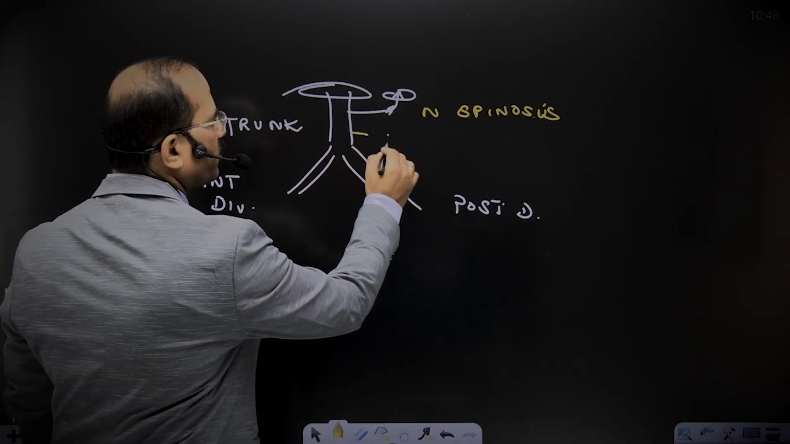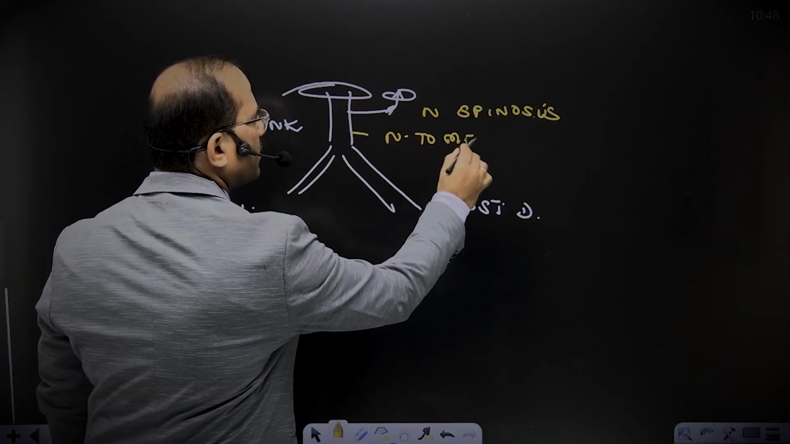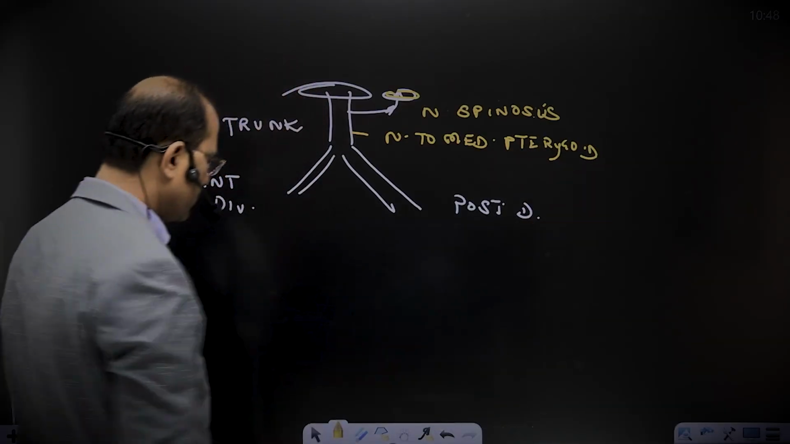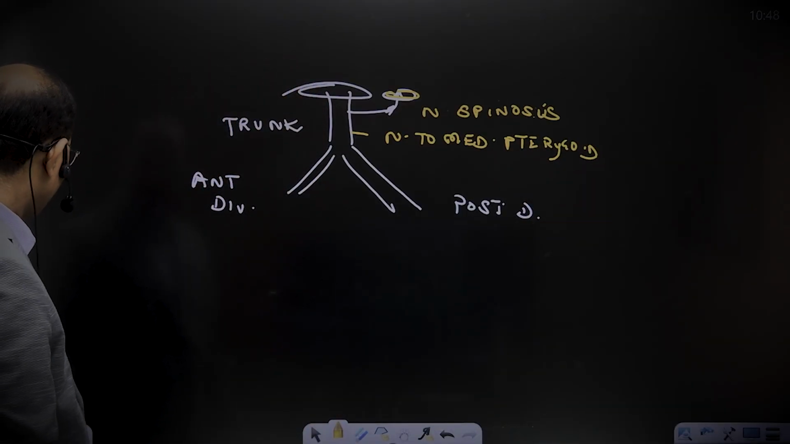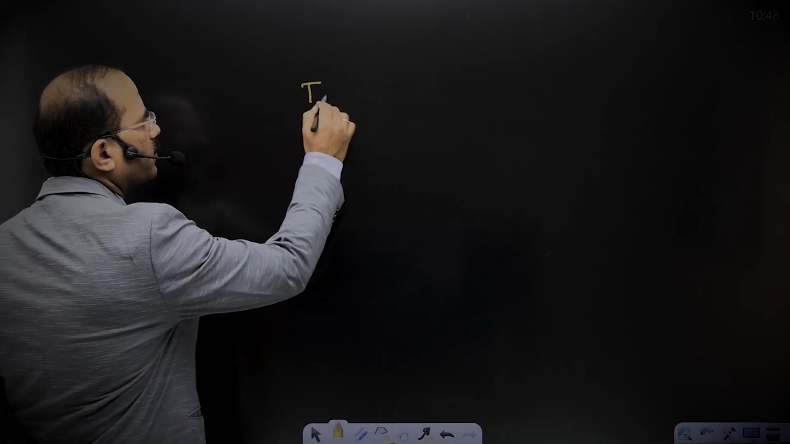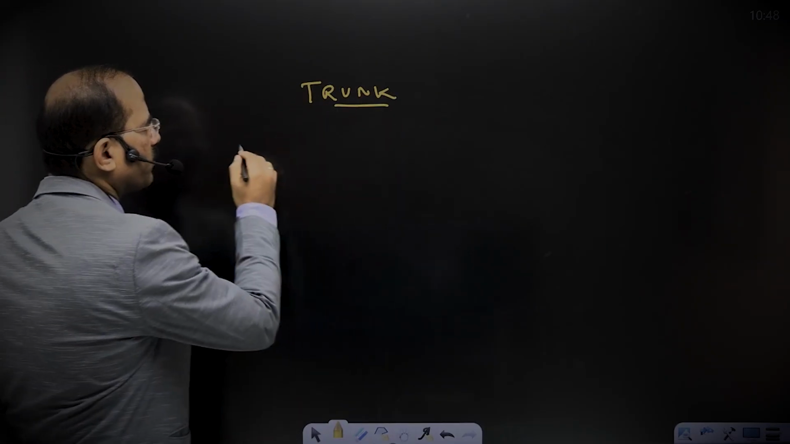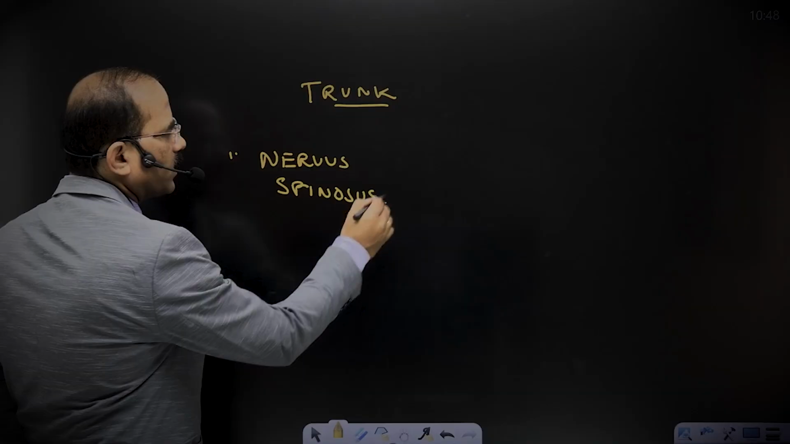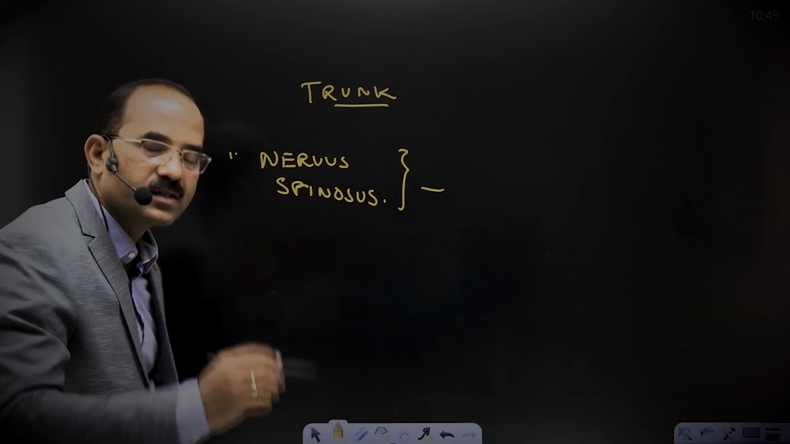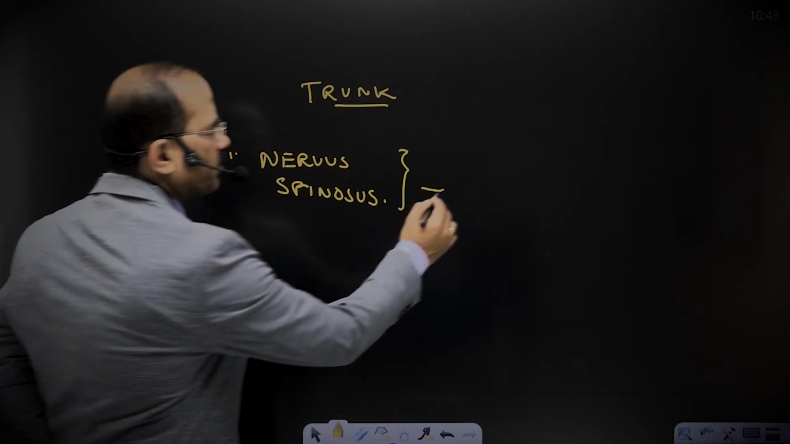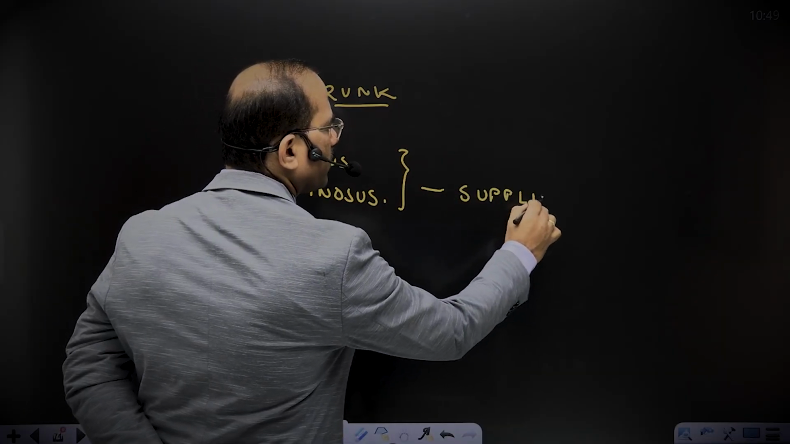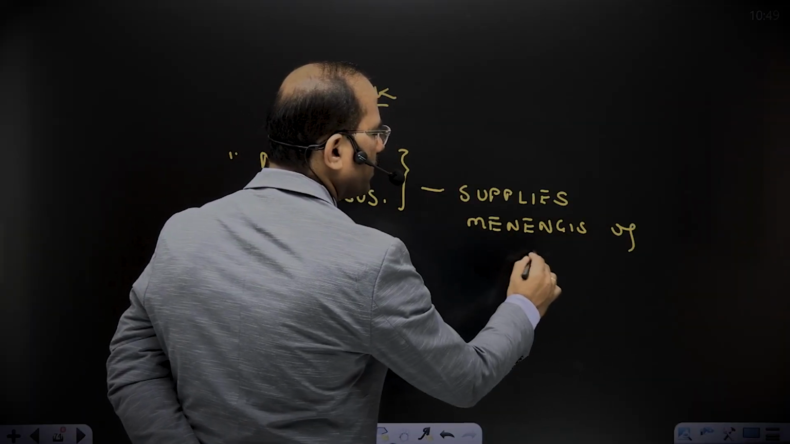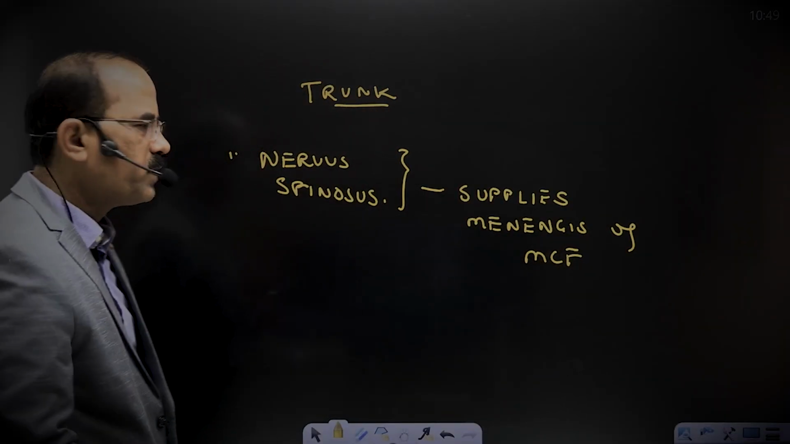The second branch from the trunk is nerve to medial pterygoid. Let me just write this down for you. So branches from the trunk. One is nervus spinosus. Okay, you can fill this later. It enters the skull through the foramen spinosum and supplies the meninges of the middle cranial fossa.